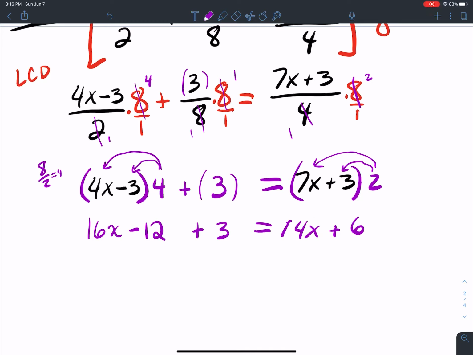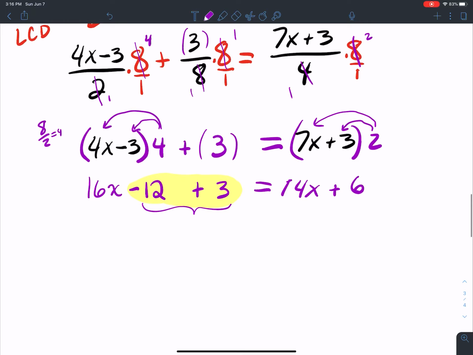Now, I have x's on both sides of my equation. First thing I like to do, though, before I do anything else is collect like terms. So I'm going to collect over here and collect over here. It looks like the right side's good, so I just need to collect this here and here. So negative 12 and 3 makes negative 9. So that's 16x minus 9 equals 14x plus 6, right?